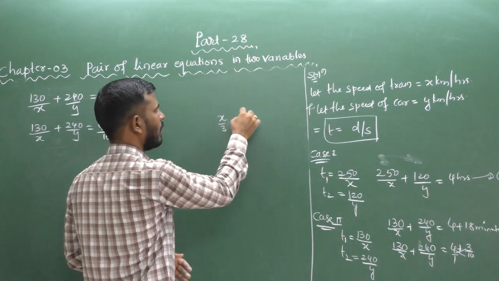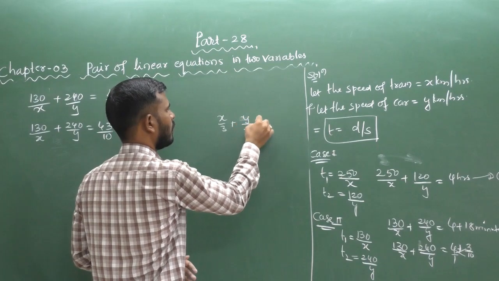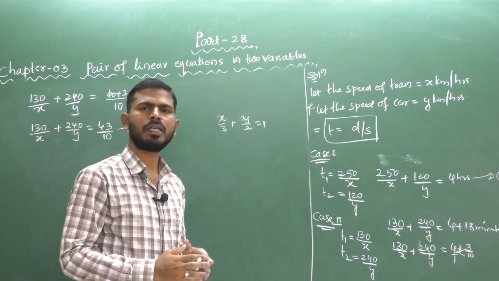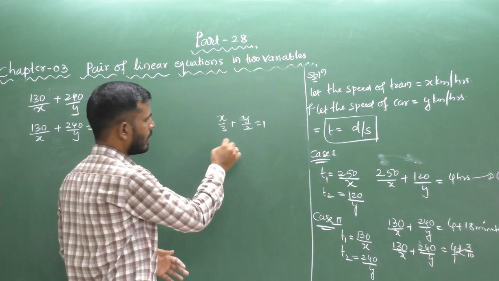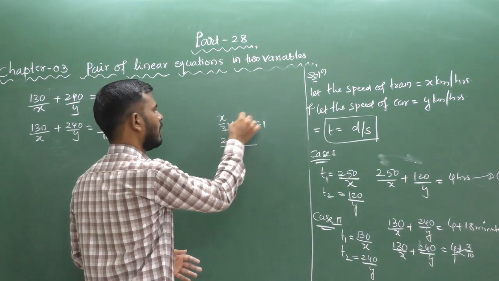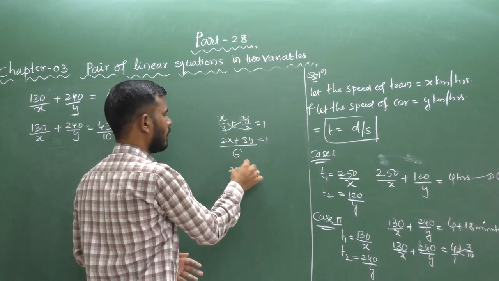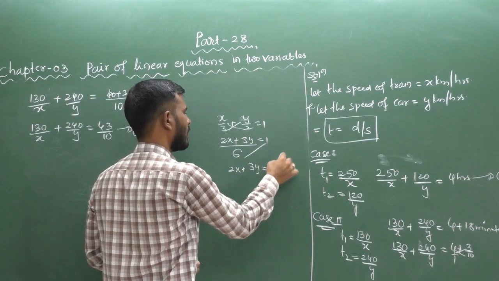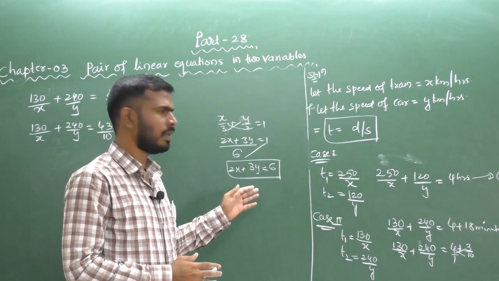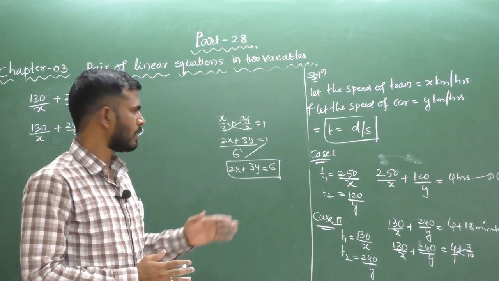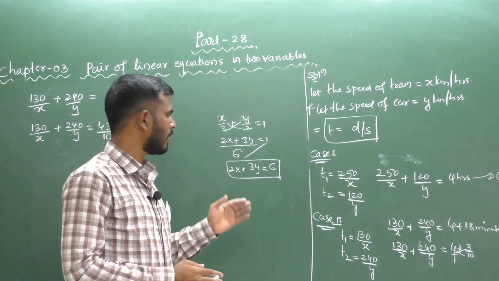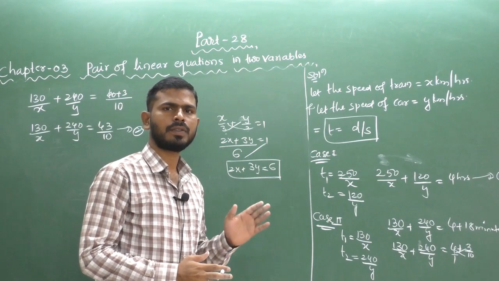Suppose x by 3 plus y by 2 equal to 1. Here the numbers are in the denominator. Numbers in the denominator means you just have to take the LCM. For example, the LCM of 2 and 3 is 6. Cross multiplication means 2 into x, 2x, 3 into y, 3y, equal to 1 into 6. So 2x plus 3y equal to 6. This is the general form of a linear equation in two variables. Suppose numbers are given in the denominators, you just take the LCM and simplify, and you will get the general form of a linear equation in two variables.